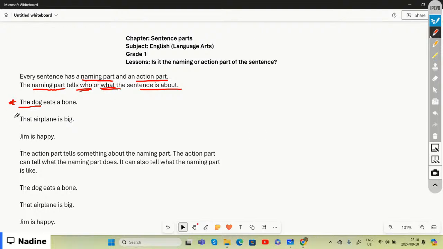The next sentence is, that airplane is big. And if we look at that sentence, what is the naming part? Who or what is the sentence about? The sentence is about that airplane. It's telling us about the airplane. What is it telling us about the airplane? That it is big.